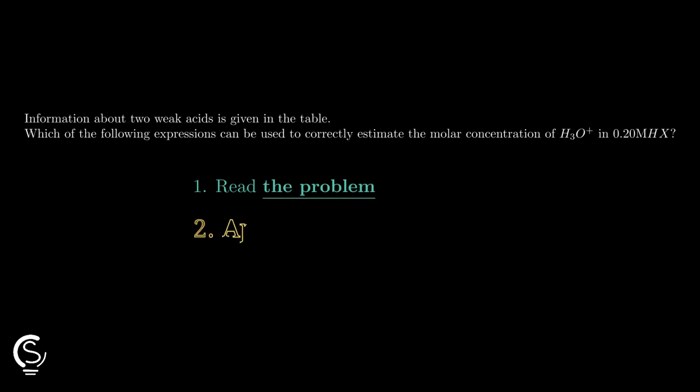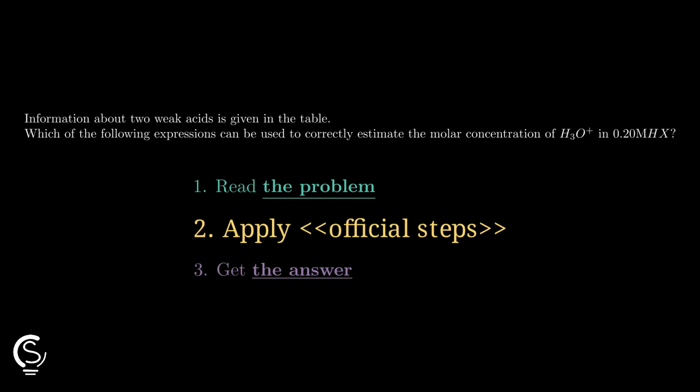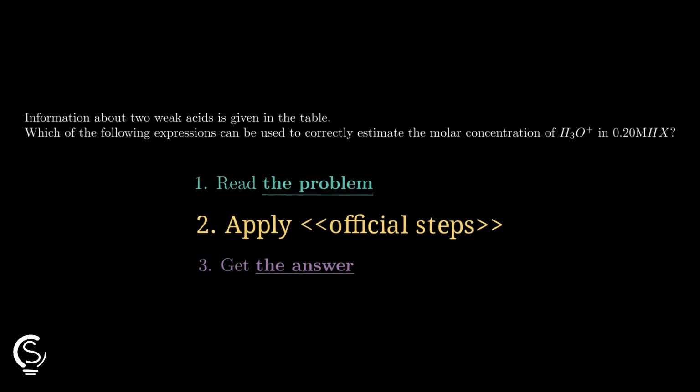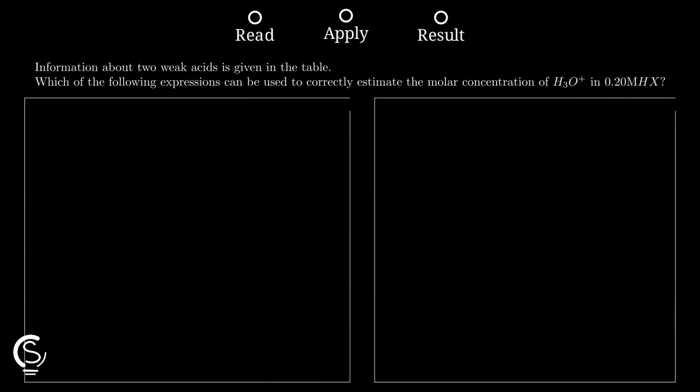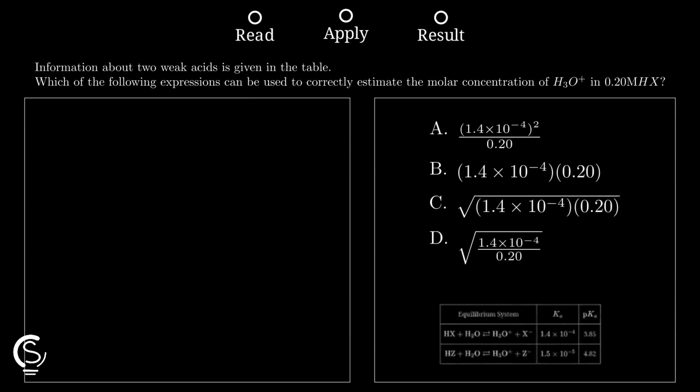We need the expression for hydronium concentration in 0.20 molar HX, and this one unwraps really cleanly. For a weak acid like HX, set up the dissociation as HX reacting with water to make H3O+ and X-. Then call the hydronium formed X because that tracks the change neatly.